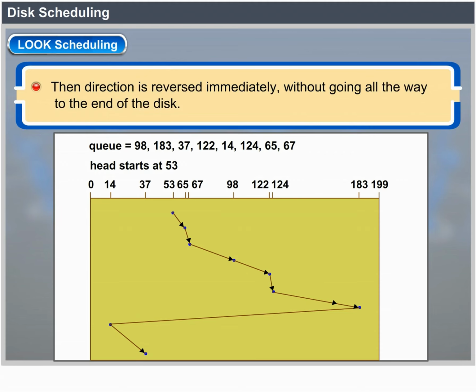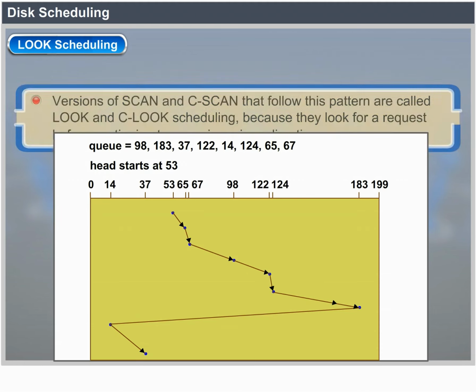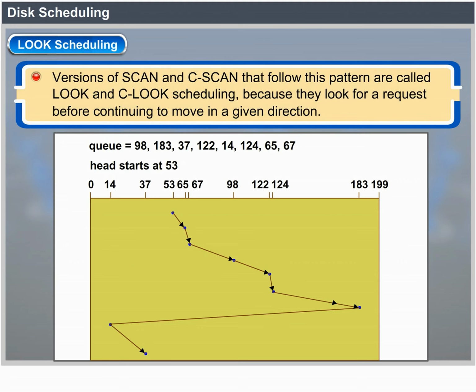Versions of SCAN and C-SCAN that follow this pattern are called LOOK and C-LOOK scheduling because they look for a request before continuing to move in a given direction. Figure below.